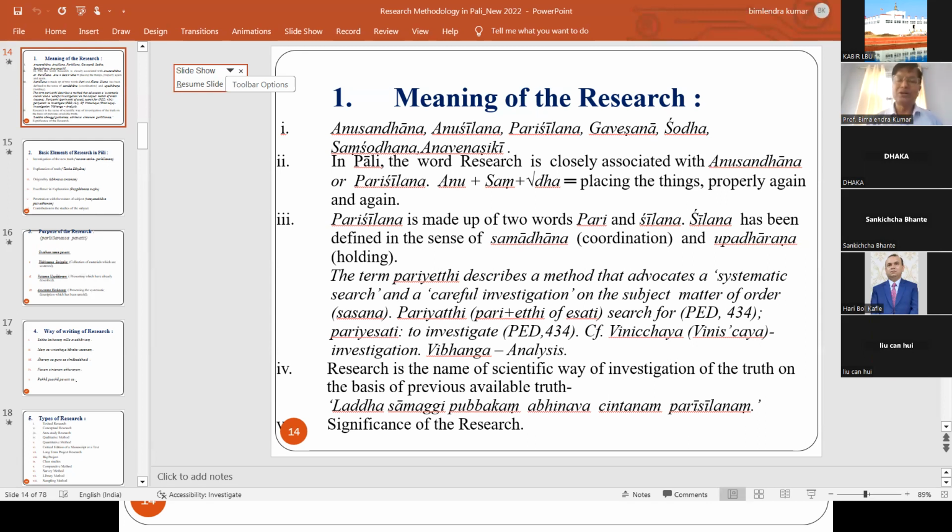Again, the Buddha also says, and if you go through the teachings of the Buddha, they are scientific teachings.